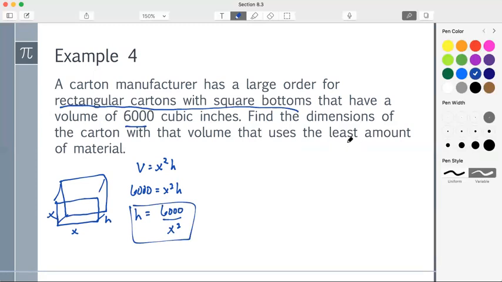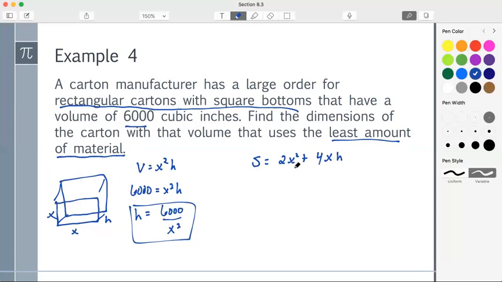Now we want to find the least amount of material to use. Well, in order to make a box, the material you use is the surface area. So the surface area, well, if the bottom is an x by x, you have a bottom and a top. So you have 2x squared. Then you have 4 sides. Each side is x times h. You have 4 of them, and there's your formula.